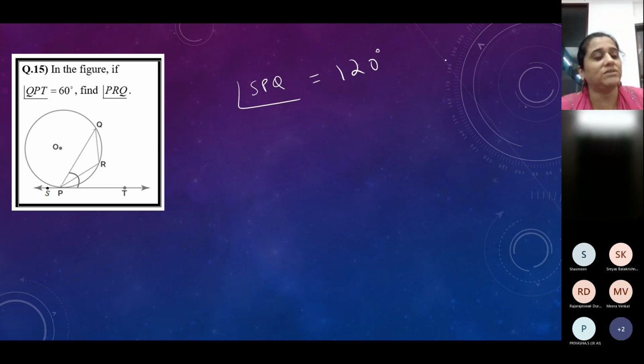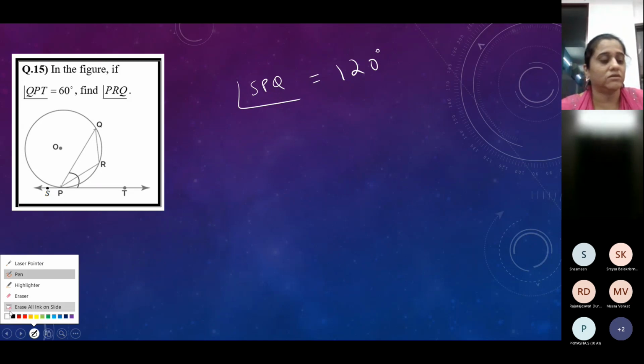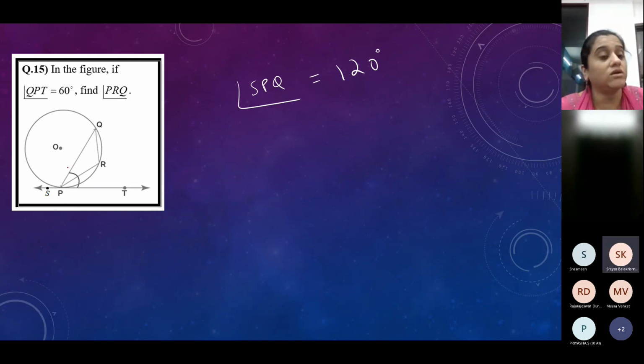Now use the alternate segment theorem. Which is the chord? SQ, ma'am. Chord, PR. No, you can take PR as the chord, but that will not be useful. PQ, ma'am. PQ is the chord. PQ is the chord, correct.